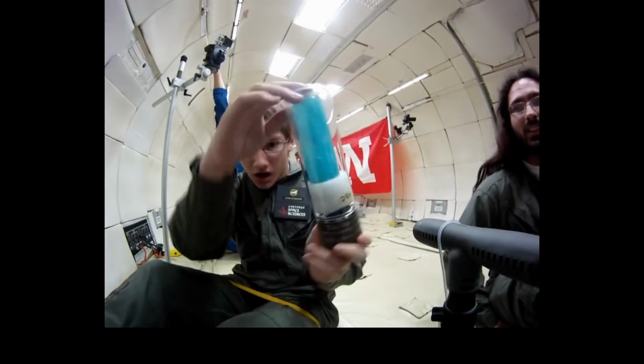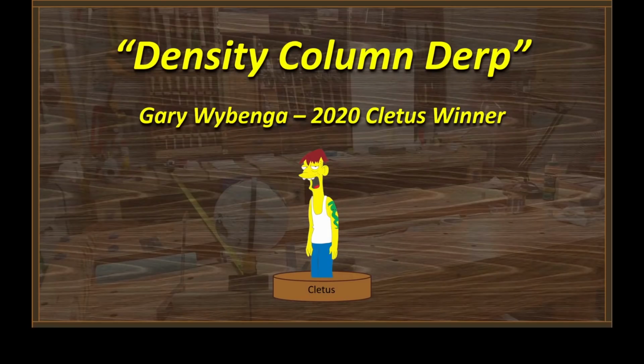It's that simple, Gary. So congratulations, Gary, for that excellent density column derp. You too are the winner of a 2020 Cletus Award. Way to go, buddy. Well, this could go on forever, but I've got some things to do on the Cavendish experiment, so I think we'll just stop right here.